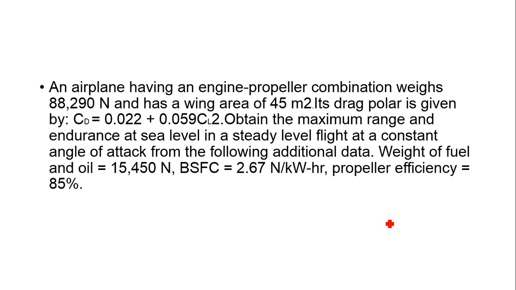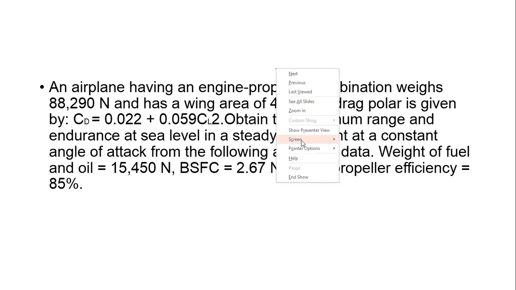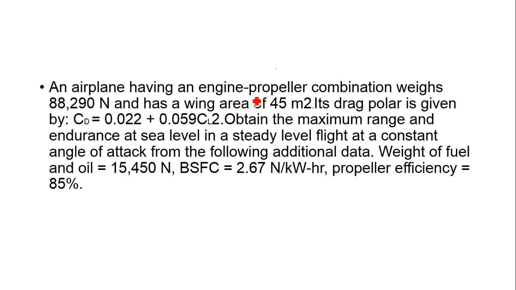So here an airplane has an engine propeller combination. They have given that the aircraft with the engine propeller combination weighs 88,290 newton. It has a wing area, so S is given, W is given. Its drag polar is also given. Then what we need to find is the CL. Suppose in any question the drag polar is given, it means first of all we need to find the value of that CL. And we can easily identify that they have given the value for CD0 and also K.